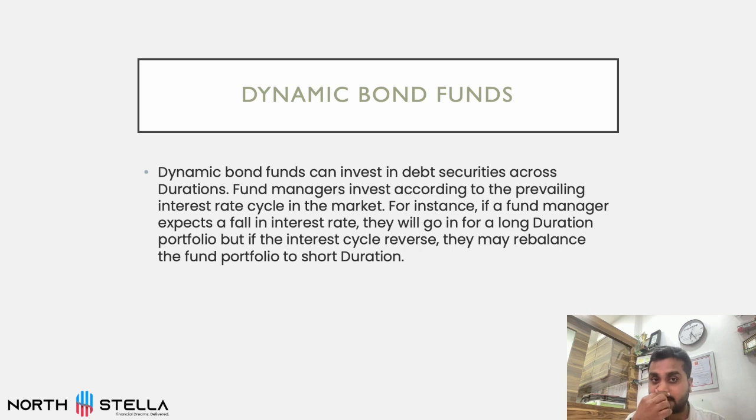So the first theme category which is available is a dynamic bond fund. Dynamic bond funds will invest in debt securities across durations. We do not have that restriction of investing in a particular duration only. In the earlier categories there were restrictions on the duration, the time. So the fund manager will invest according to the prevailing interest rate cycle in the market, right? For instance, if a fund manager expects a fall in the interest rate, they will go for a longer duration in the portfolio. And if the interest rate cycle reverses, they may rebalance the portfolio to shorter duration, right? So accordingly, they will manage the portfolio of the debt securities.